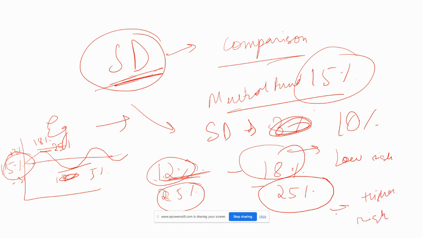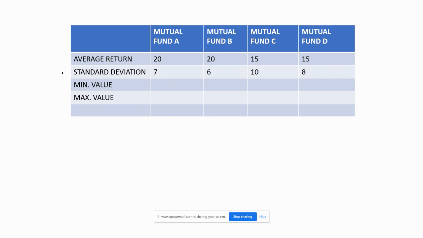Now I have this table for you, and I want you to fill in the minimum value and maximum value. All right, I've given the standard deviation. So for minimum value, these are all in percentage, this is 13%. Maximum value, 20 plus 7, 27%. What does this mean? If you studied standard deviation, you would know that 68% of the time, if you invest in mutual fund A today, it will give you a return of somewhere between 13% and 27%, and there is high probability for that.